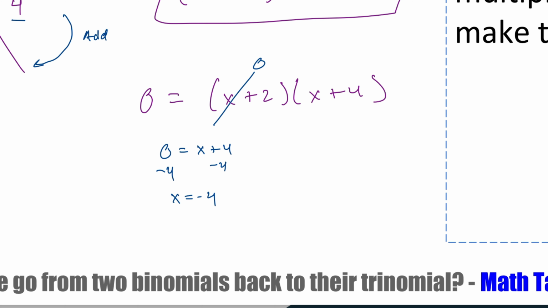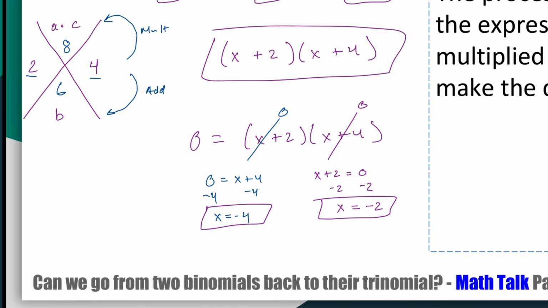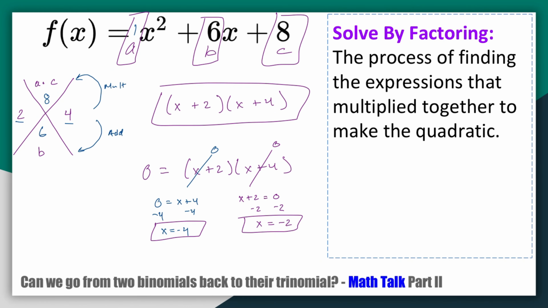Now let's do it again. Let's assume that this one is 0. So we get x + 2 = 0. You solve for x. You get x is equal to negative 2. So you have two answers, okay? You have x equals negative 2, and you have x equals negative 4, okay? So this would be going backwards and then finding out what x is equal to, okay? And we do this with the diamond method.